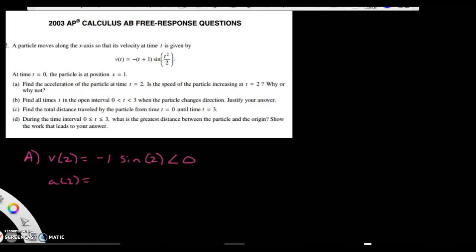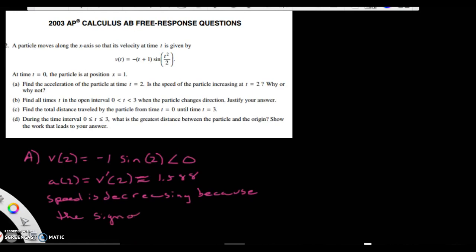A of 2 is going to equal v prime of 2, which is going to equal, let's use our calculator and solve this. Okay, when you use your calculator, you should get approximately 1.588. Since the signs don't match up, the speed is decreasing because the sign of v of 2 and a of 2 are different.